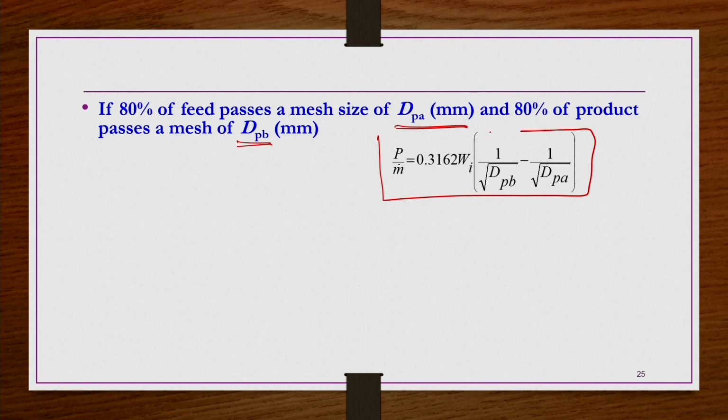Then if you write in terms of both the feed size and product size, the same Bond's law we can write as P by m dot equals Kb, which we have just seen as 0.3162 Wi, multiplied by 1 by square root of dPb minus 1 by square root of dPa. This is the other form of Bond's law when you are taking the reference of two sizes, the feed size as well as the product size. So, P by m dot is equal to 0.3162 Wi multiplied by 1 by square root of dPb minus 1 by square root of dPa.